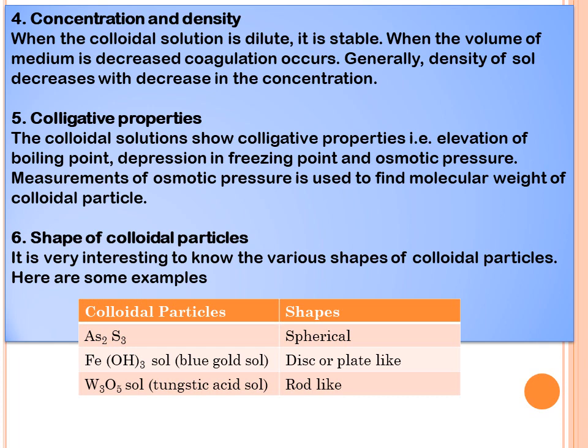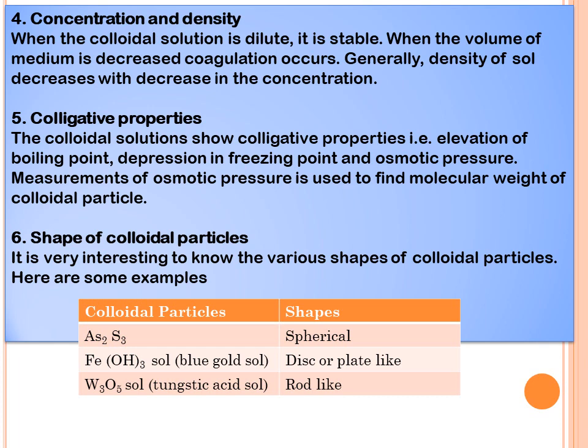And the next property is concentration and density. We already know what concentration is. When a larger amount of dispersed phase particles is there, it is concentrated. When a smaller amount of dispersed phase particles is there, it is dilute. When the concentration is more, the density of the colloid is more. When the concentration is less, the density is less. So concentration and density are directly proportional to each other.